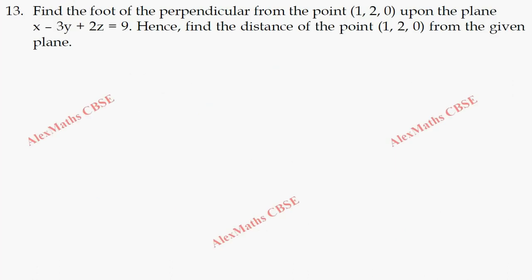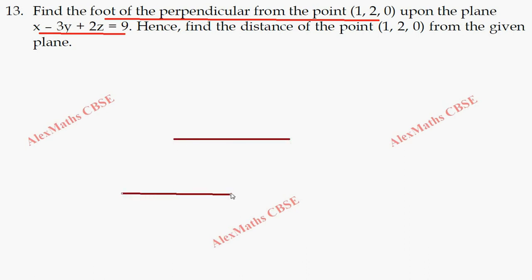Question number 13. Find the foot of the perpendicular from the point upon the plane. We have a plane. Usually a plane we take as a parallelogram shape. So we have a plane like this. And there is a point 1, 2, 0 above this.